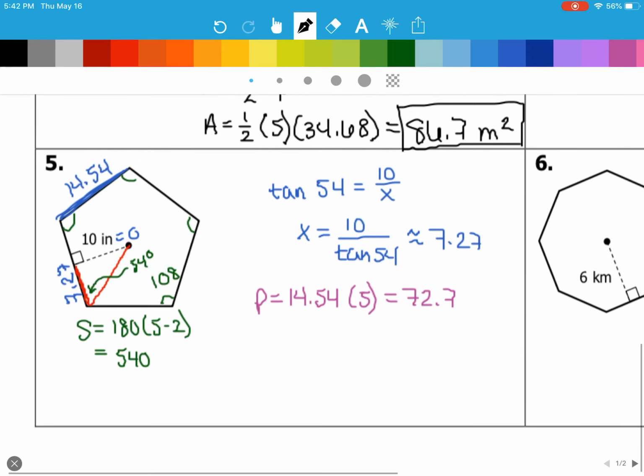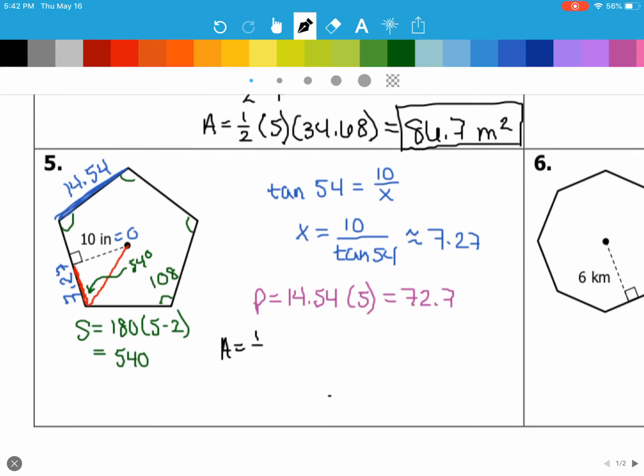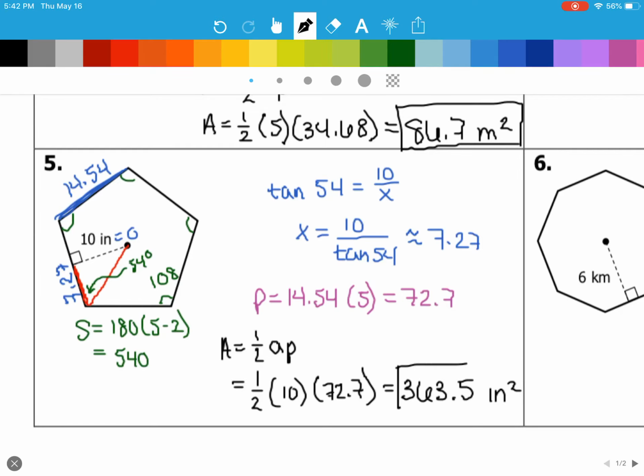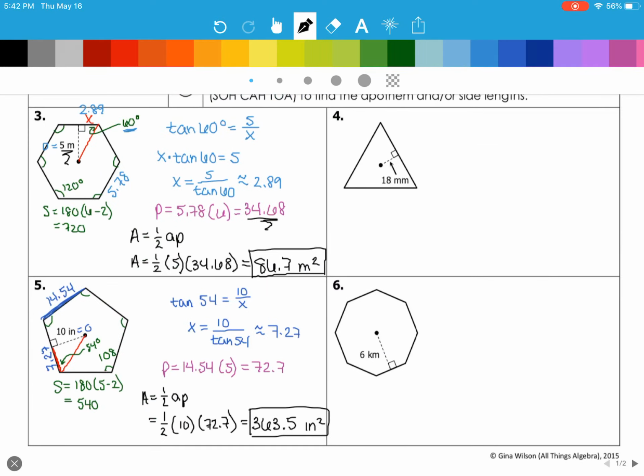Now I've got all the goods, and I can use that area formula, where my apothem is 10, and my perimeter is 72.7. So my area is approximately 363.5, and your units are square inches. All right, so that's one type of problem. If you flip it over, we're going to see some other types, but we're going to do the exact same steps, so don't get worried. So let's go through 2 more problems and then we'll be done.